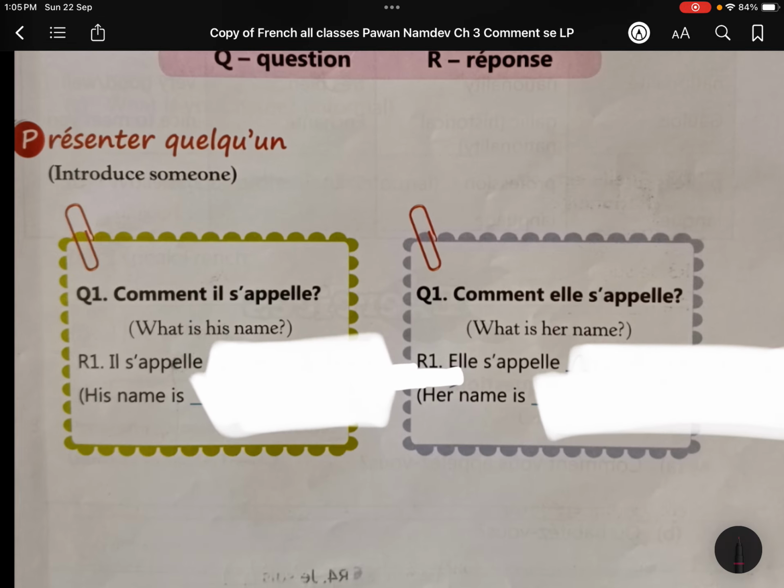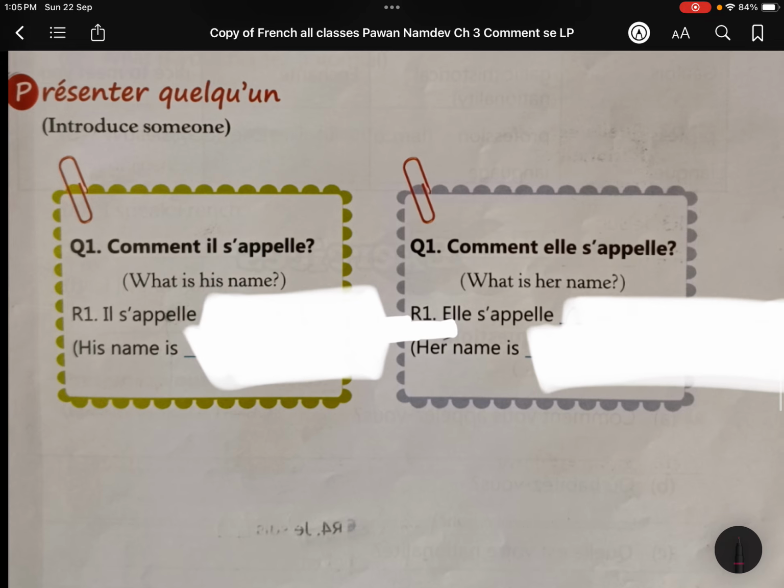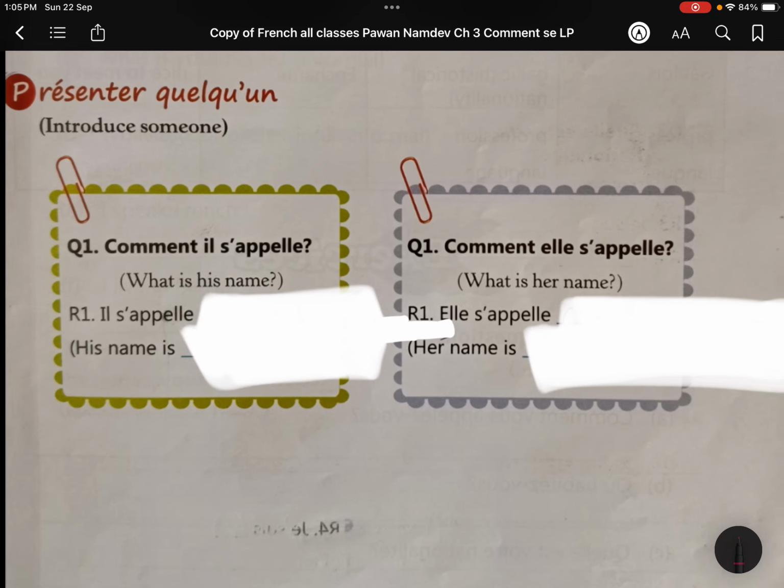Then you are having these questions. Comment il s'appelle? You have to just write the name of your friend. Il means he: how he calls himself, or what is his name. Clear? This is the literal translation. Comment means how, il means he, appelle means call, and s' means himself. Clear? How he calls himself.